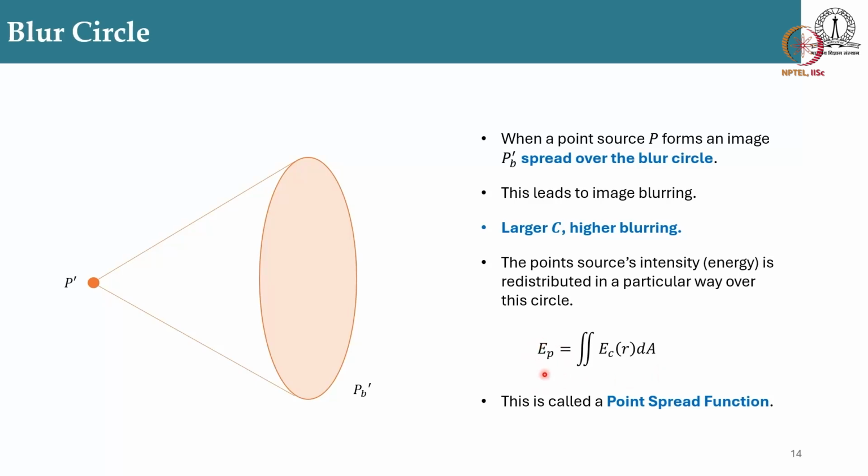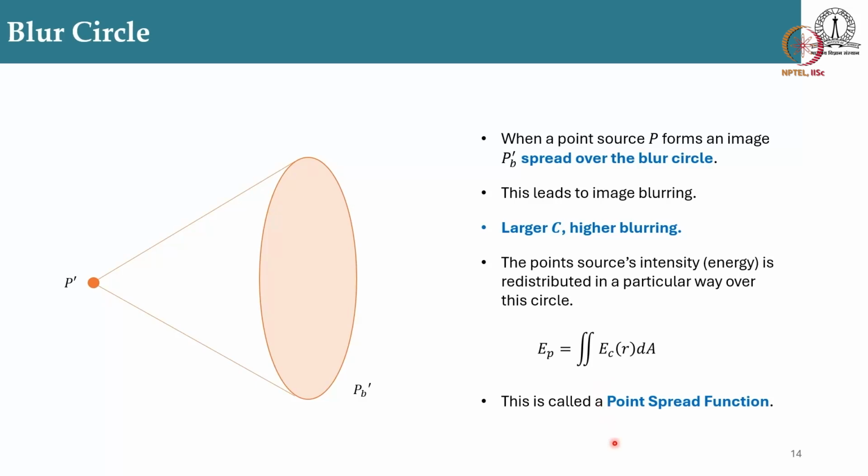This E_P represents the energy of this point, and E_C is now not a constant value. It depends on the position. At each position you will have a value of energy or intensity, and you can integrate it over this area, and that should match with this. So this is the redistribution of energy basically. This spatial dependence, this distribution of energy, is something which is explained using a point spread function.